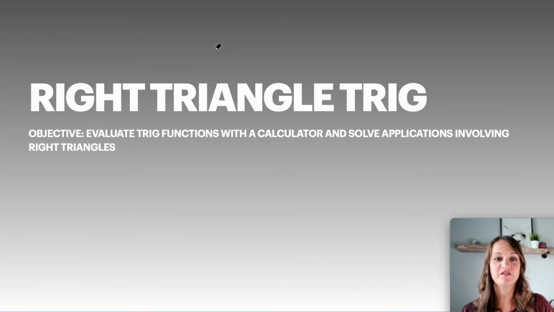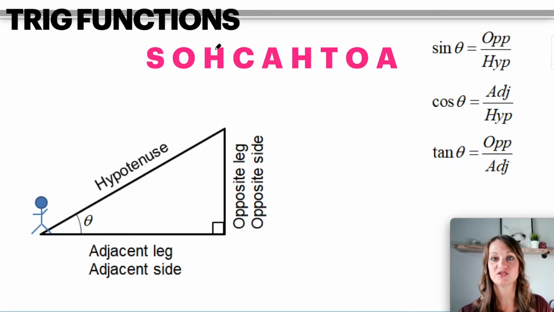In this video, we'll be evaluating trig functions with the calculator and solving applications involving right triangles. To review, trig functions follow the acronym SOHCAHTOA with right triangles, where the S represents sine, the O represents opposite, the H represents hypotenuse, C represents cosine, adjacent, hypotenuse, tangent, opposite, and adjacent. These actually create the acronym of trig ratios. So the sine of an angle equals the opposite side divided by the hypotenuse, and so on.